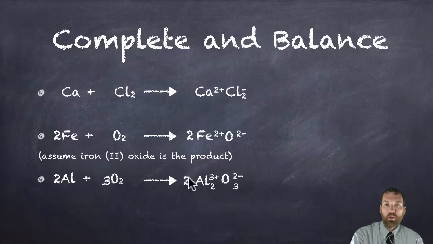So on the right, I now have 2 times 2, that's 4 aluminums. On the left, I still have my 2. I need to change this. This is why I suggest writing in pencil when you're doing equations, because you're going to make mistakes. So that's okay. We'll just erase that 2 and put a 4 in there.